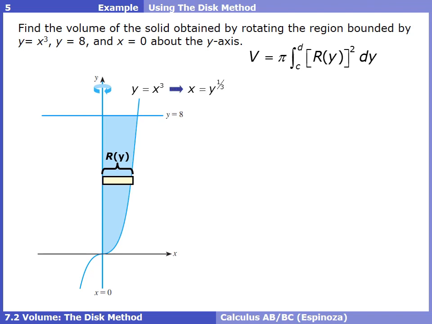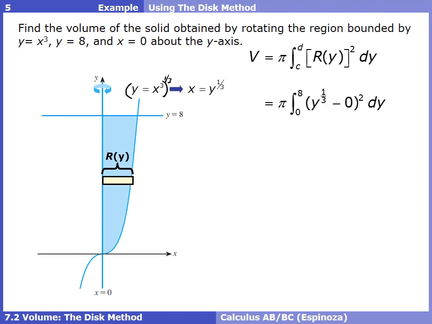The right side of the rectangle is touching our function x cubed, but again, we need to write that in terms of y. So of course, we would just take this equation right here and raise all of it to a 1/3 power. Of course, when you raise x cubed to the 1/3 power, it's just x to the first, and of course y to the 1/3 power would just be y to the 1/3. Okay, so we're ready to go.